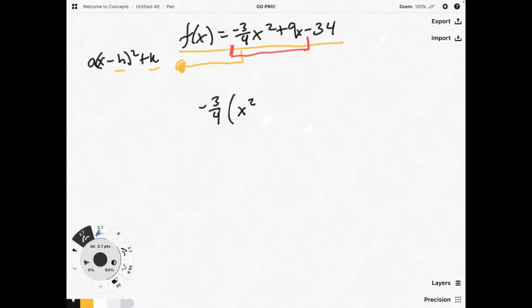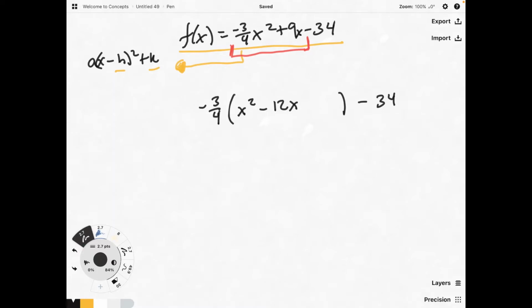And that was a negative sign, so that's a negative 12x. Just to check our work, if we multiply negative 3 times negative 12, that's going to be a positive 36. Divide that by 4, that's going to give us 9. So that's correct. And then we're left with some blank spot here. And then we have that term minus 34 out there.